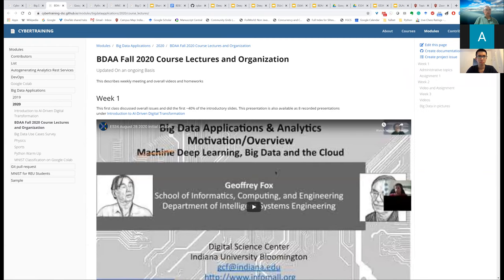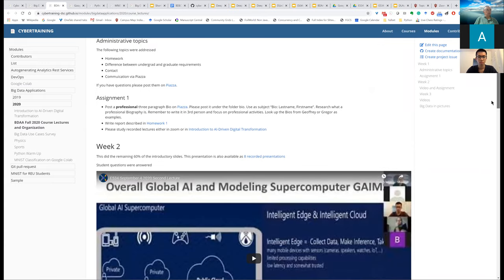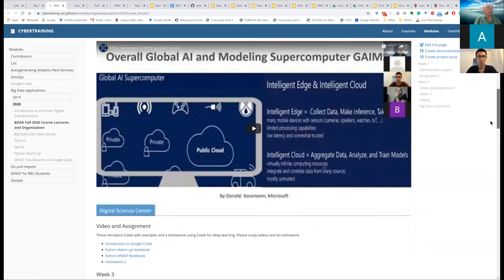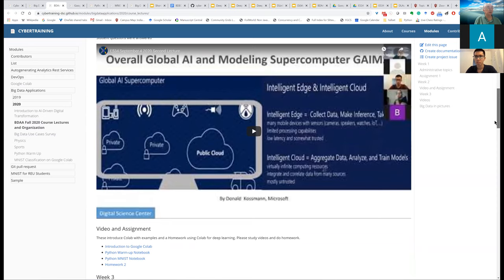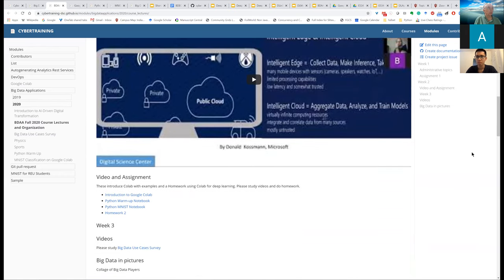And it's organized by week and has linked in the videos which are recorded for each of the Zooms, which is the initial introduction. And it summarizes the assignments. But the assignments are also given in course announcements from Canvas. So we're at week three, which is the use case survey, which I'll come to.